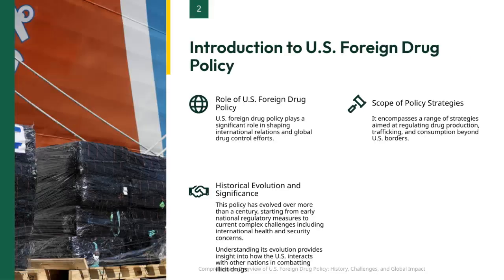Let's get started. U.S. foreign drug policy plays a crucial role in shaping how the country interacts with the rest of the world, especially when it comes to controlling illegal drugs. It's not just about what happens within our borders. This policy involves a broad set of strategies designed to manage drug production, trafficking, and consumption on an international level. Over the past century, this policy has evolved significantly. It started with simpler national regulations and has grown into a complex framework that addresses a wide range of issues, including global health and security. Understanding this historical evolution helps us see why the U.S. partners with other countries to tackle the challenges of illicit drugs worldwide.